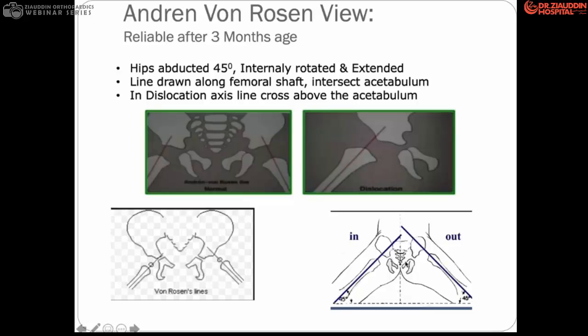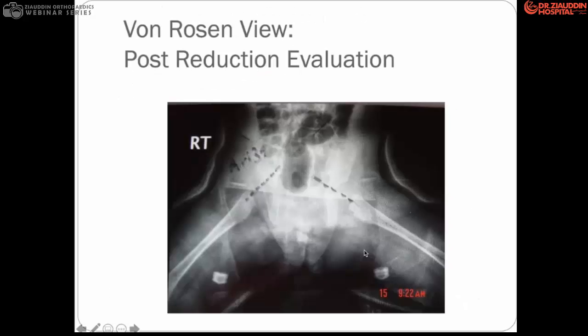This is again another example. It's normal on this side. It is touching here, but if you do the internal rotation, it will really touch the triradiate cartilage and go through the same SI joint. But if it is dislocated, it will not go to the same SI joint, but is out of the acetabular edge and crosses the opposite SI joint. So this is for 45 degrees abduction on both sides and internal rotation, which is called the von Rosen view.